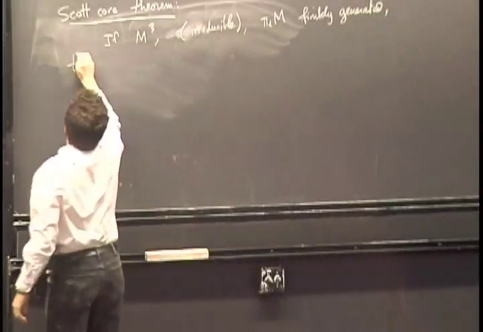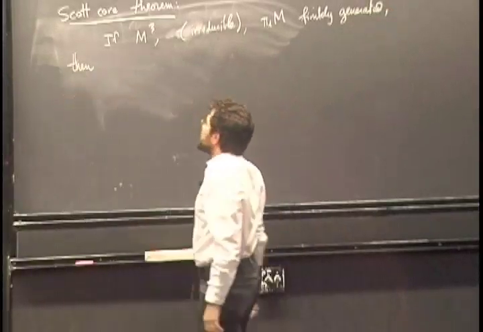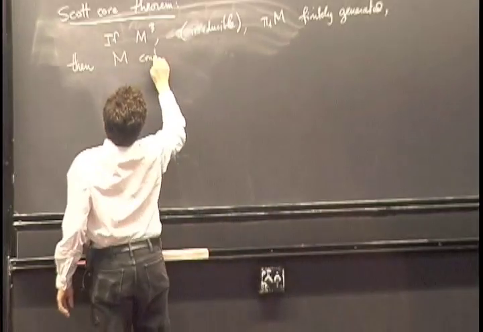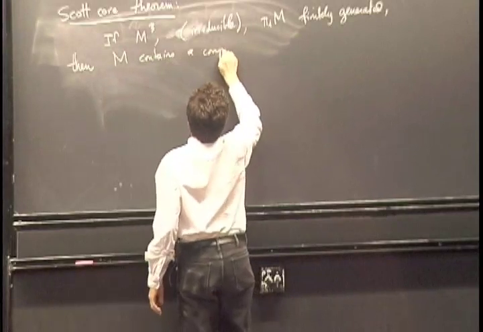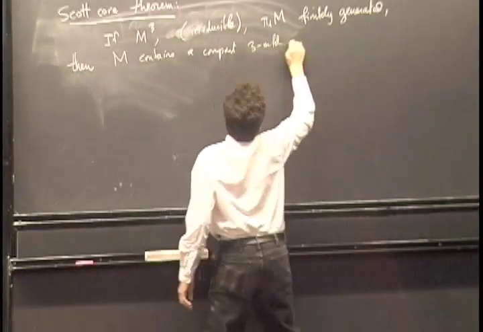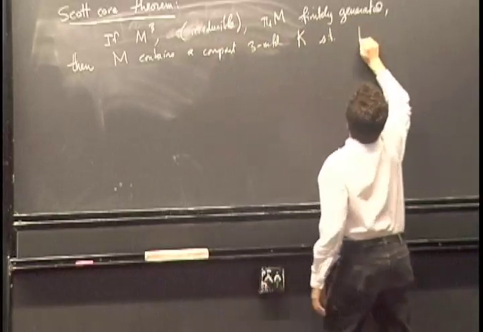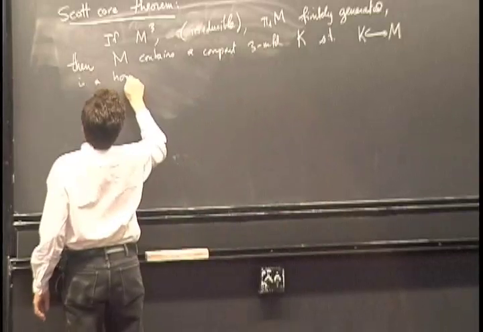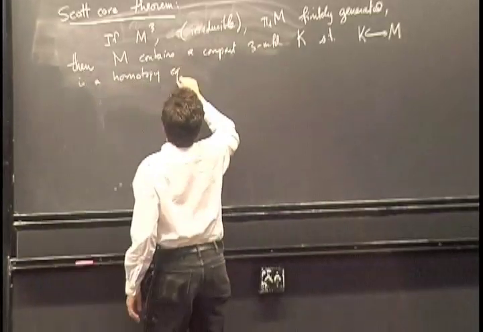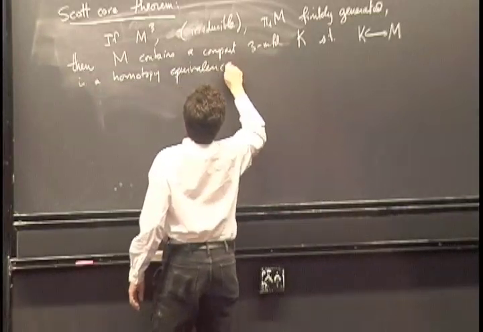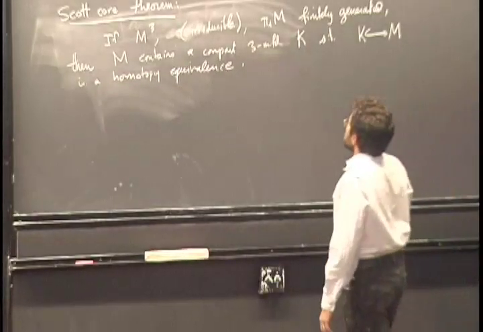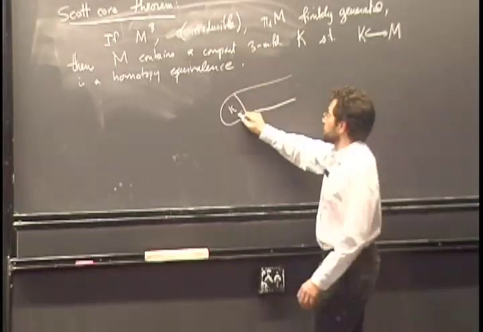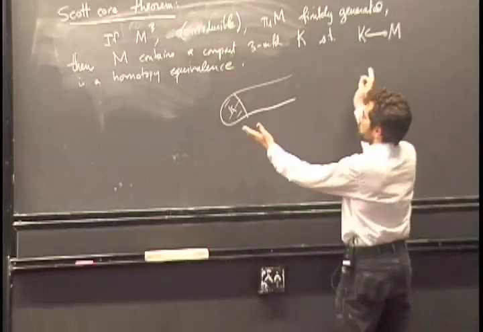then M contains a submanifold that carries all its homotopy. So M contains a compact 3 manifold K such that the inclusion map from K into M is a homotopy equivalence. So schematically, we draw it like this. Here's K. It's a compact manifold with boundary. Its fundamental group is the whole fundamental group. And in fact, the whole manifold retracts to K.